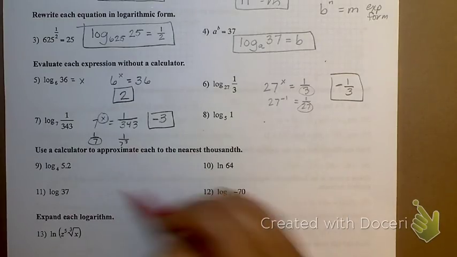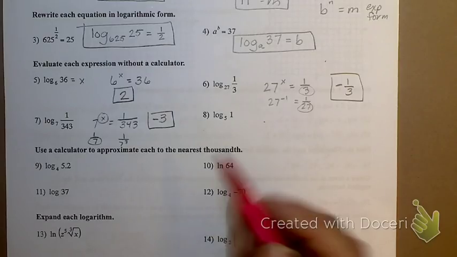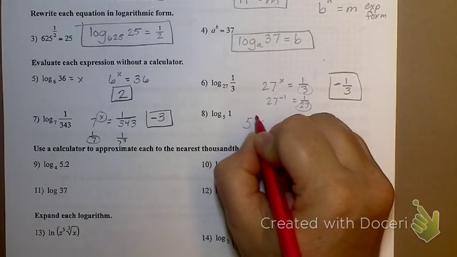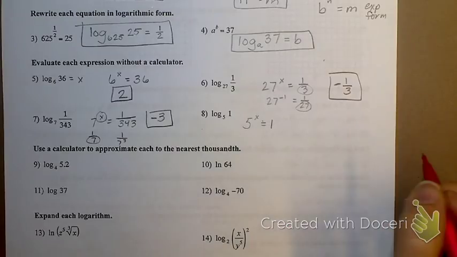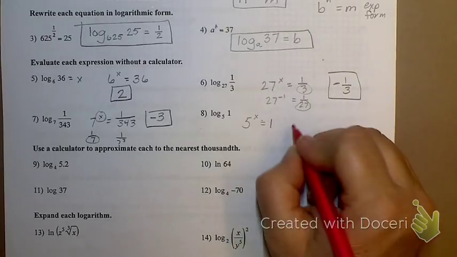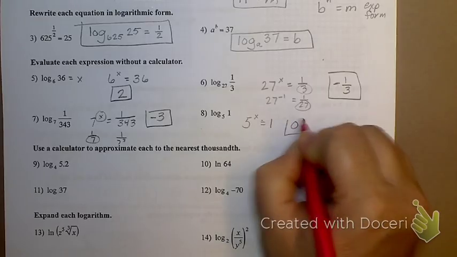Again, I'll show you another way to do it with the calculator. This one, 5 to the what power equals 1? Well, how do you get a 1 result when you have an exponent? The exponent has to be 0.